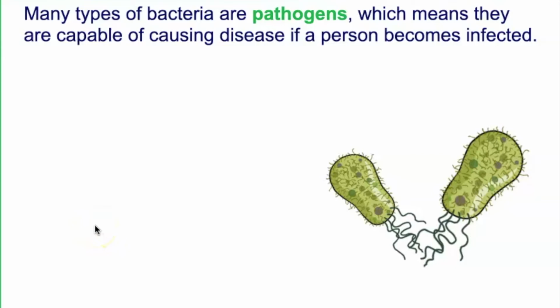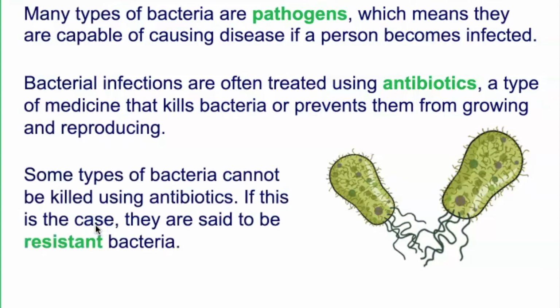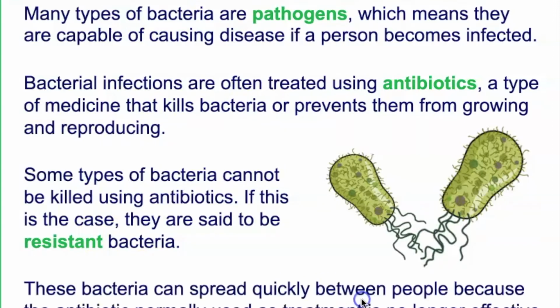So what are resistant bacteria? Many types of bacteria are pathogens, which means that they're capable of causing disease if a person becomes infected. Bacterial infections are often treated using antibiotics, a type of medicine that kills bacteria or prevents them from growing and reproducing. Some types of bacteria cannot be killed using antibiotics. If this is the case, they are said to be resistant bacteria.